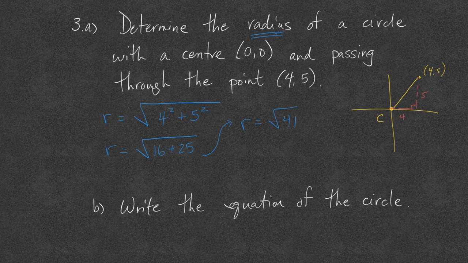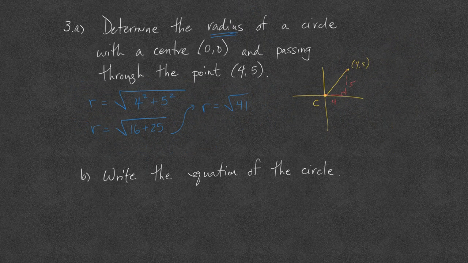Okay, everybody should then be comfortable to go through and say, well, if I know that my radius is root 41, then the equation of my circle has to be x squared plus y squared equals 41, because it would be root 41 squared, which gets me back to 41. Okay, that would have been one way to go through and deal with that problem.